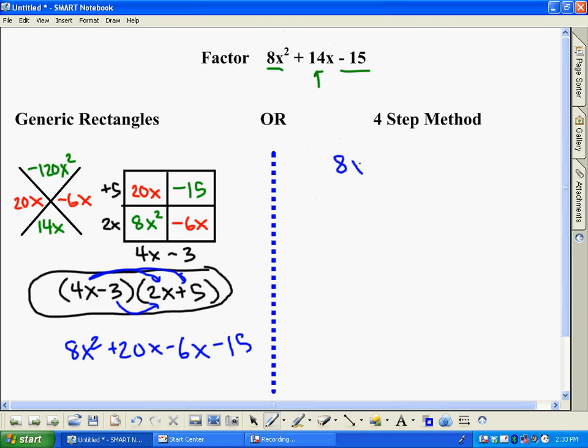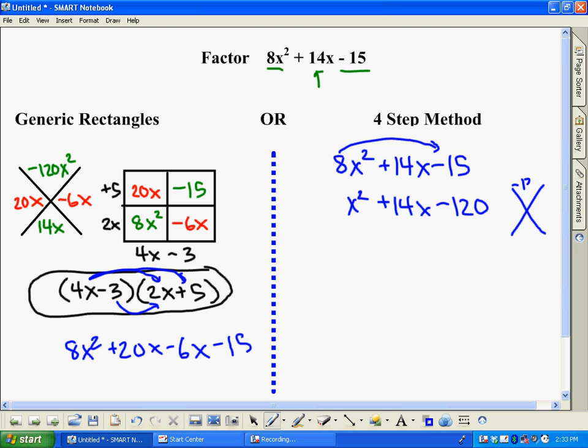So I'm going to go ahead and write out the problem here. Alright, so here's how it works. You forget about the 8. Just drop down the x squared. Bring down the 14x just like you see it. And then multiply 8 times negative 15. Well, 8 times negative 15 is negative 120. Then you do a diamond problem. What multiplies to be negative 120 and adds up to be 14. So those numbers would be 20 and negative 6. So we get x plus 20 and then x minus 6.